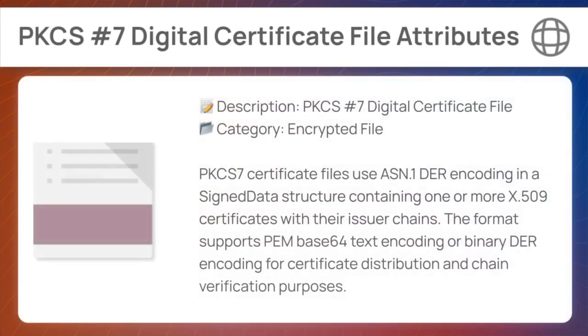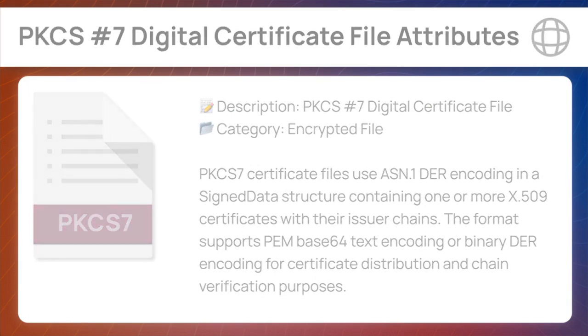PKCS7 certificate files use ASN1-DIR encoding in a signed data structure, containing one or more X5AS09 certificates with their issuer chains. The format supports PEM-base64 text encoding or binary DIR encoding for certificate distribution and chain verification purposes.